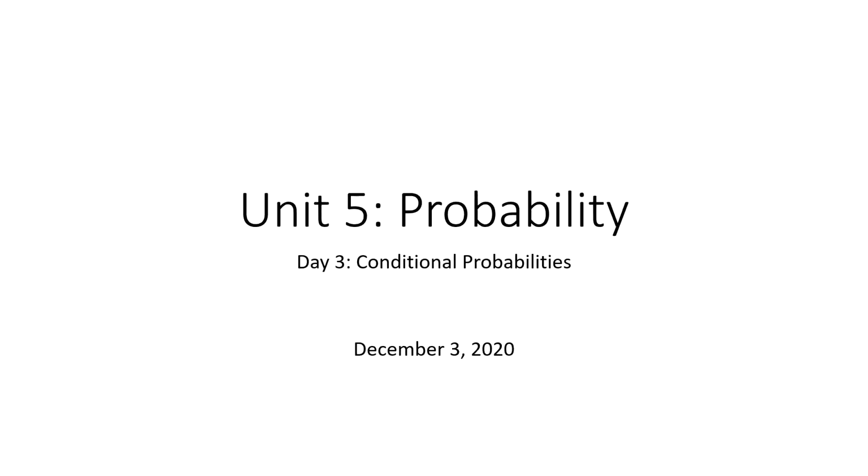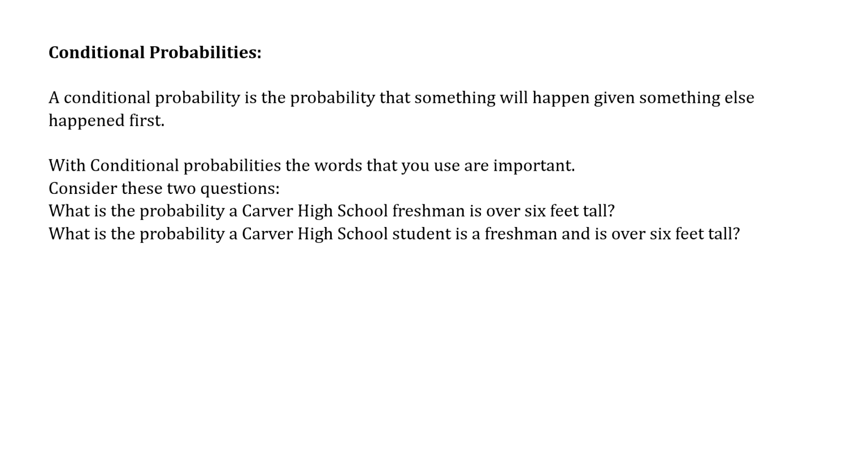We're working on conditional probabilities today, so it's going to be a little bit more complicated, but we'll still get through it and it makes sense what it is. A conditional probability is a probability that something is going to happen given that something else has already happened.